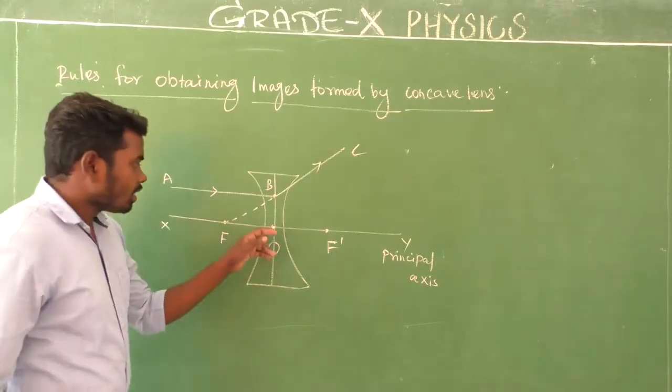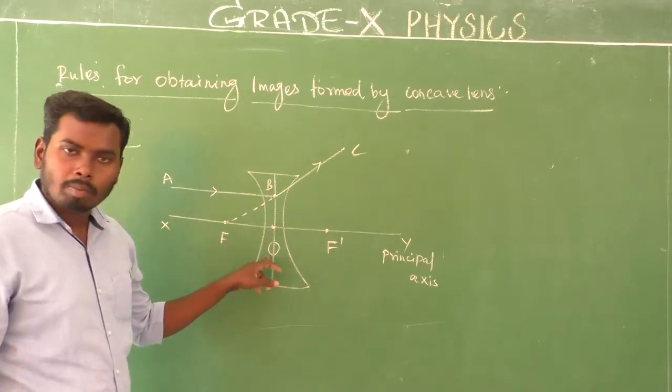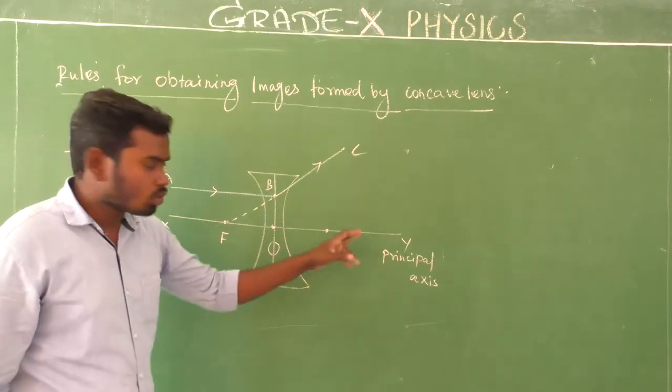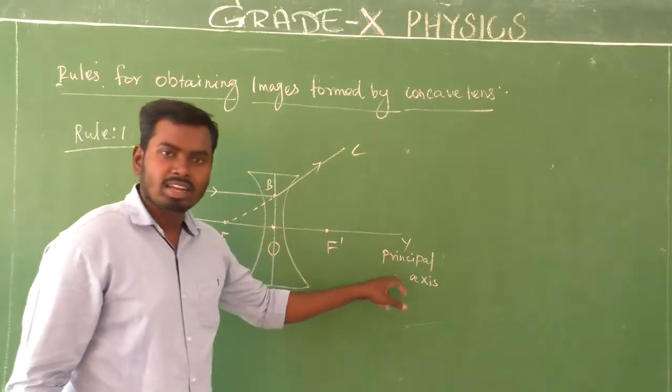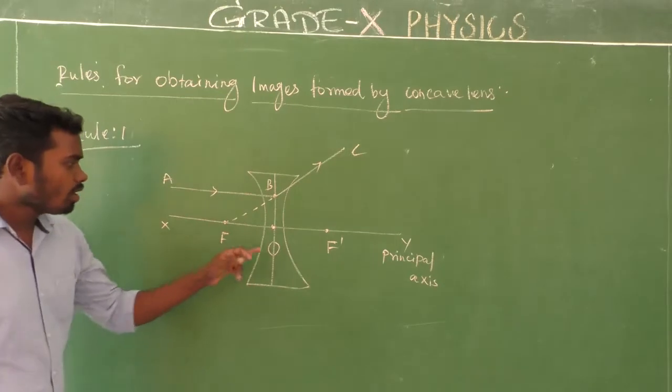Is it clear? Yes. The center part of a concave lens is the optical center, denoted by capital O. Next, an imaginary line which passes through the optical center is the principal axis. So XY is considered the principal axis. Is it clear? Yes.